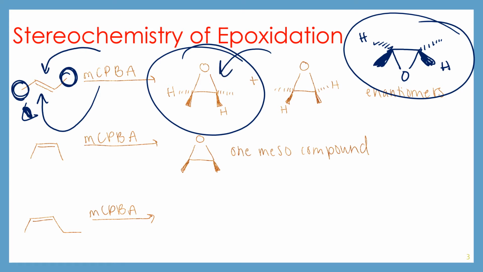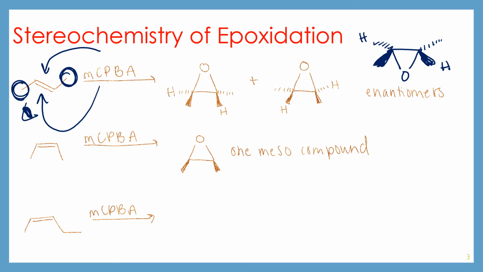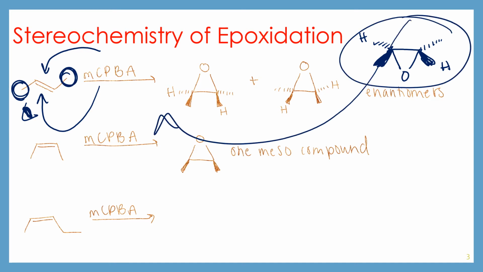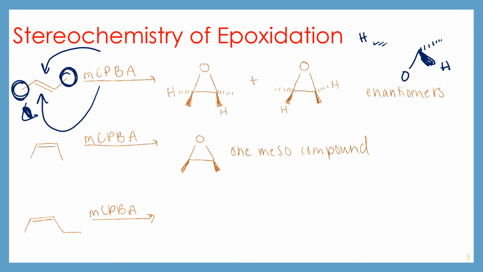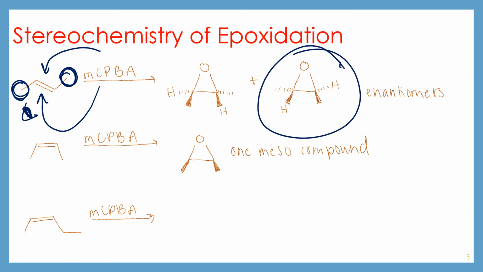Epoxidation from the top face, epoxidation from the relative bottom face. These are enantiomers of each other. If you took this and plopped it directly underneath it, it would look like a mirror image or a reflection in water. If you took that molecule I had drawn in blue and flipped it over so that the epoxide was up, it would look like this.